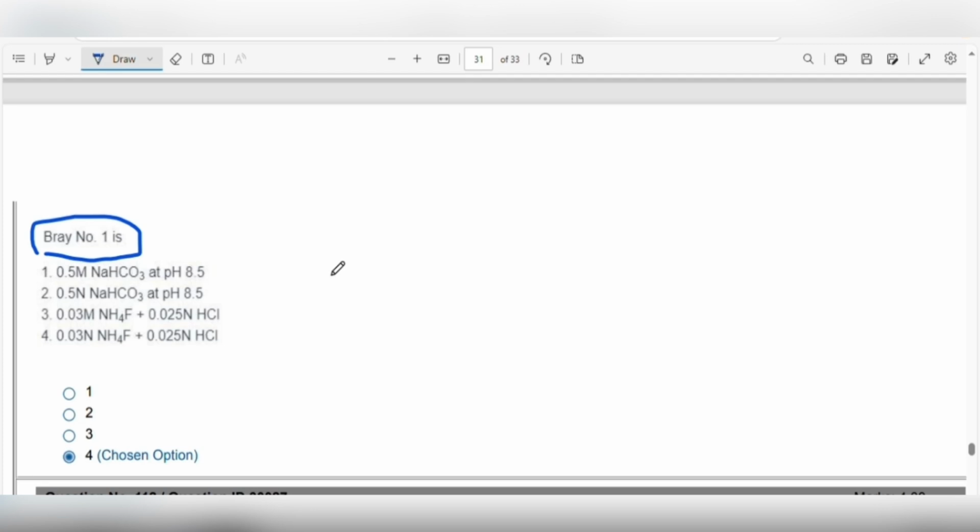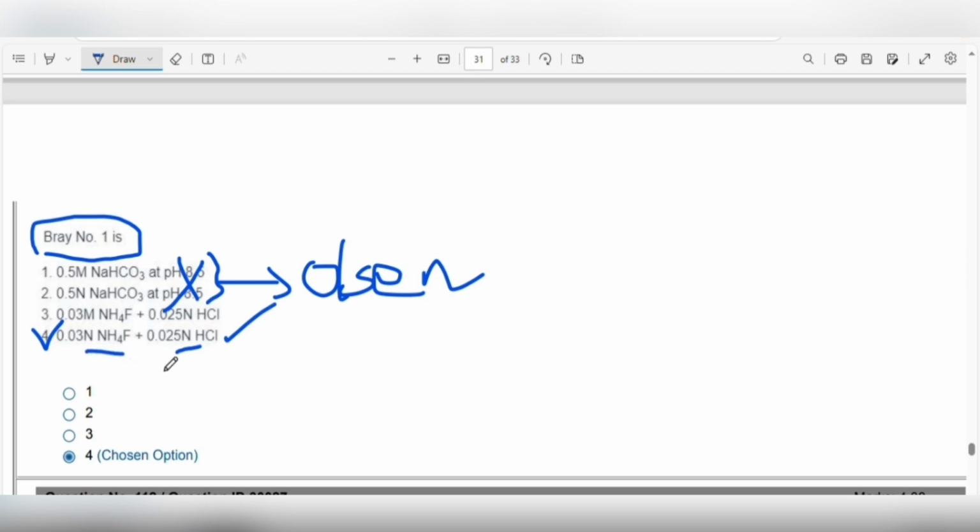There I told you Bray's number 1 is used for estimation of available phosphorus in acidic soils, in soils having acidic to near neutral pH. And here you can see that the first two options are the Olsen reagent, which is also used for extraction and estimation of available phosphorus, but it is used in alkaline soils, not in soils with pH less than 7. So the first two options will not be there, and between options 3 and 4 you have to remember that Bray's number 1 reagent is option 4, the correct answer, where both are normal.